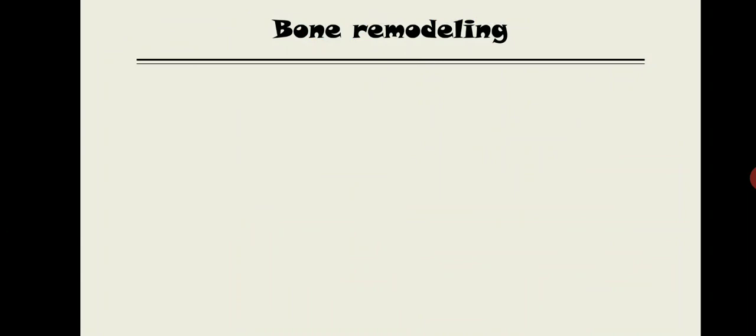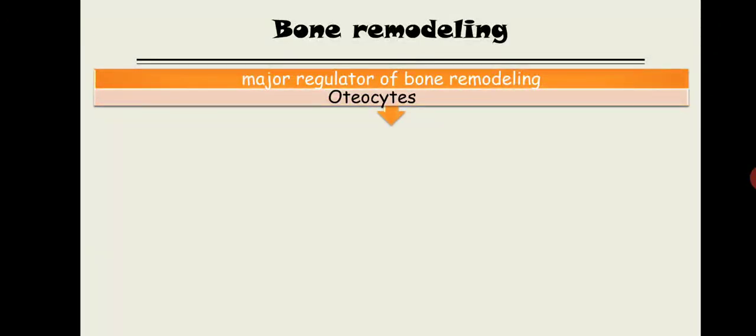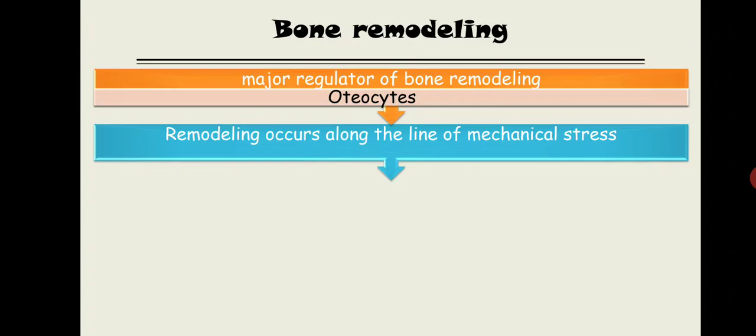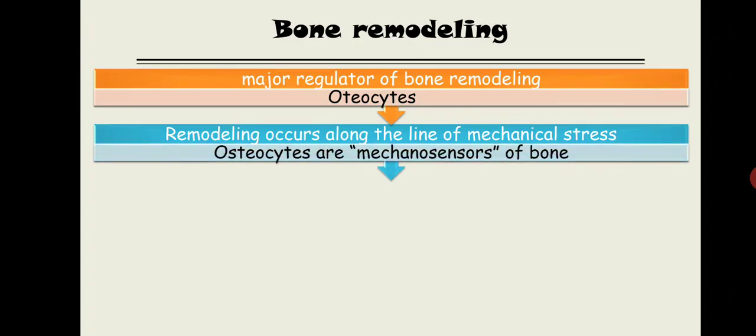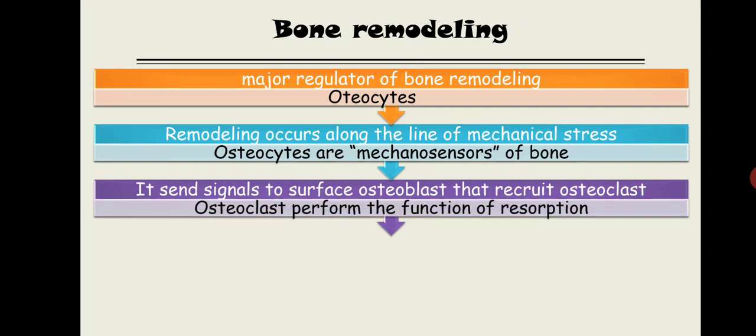As I told you in our previous lecture, the major regulator of bone remodeling is the osteocyte, the osteoblast that gets entrapped inside its own secretion of extracellular matrix. Now remodeling occurs along the line of mechanical stress, and that stress is sensed by the osteocyte. So the osteocytes are the mechanosensors of the bone. It has a direct connection with the osteoblast, so it sends signals to the osteoblast, and that osteoblast will recruit the osteoclast via RANKL and M-CSF, and the osteoclast performs its resorption function.